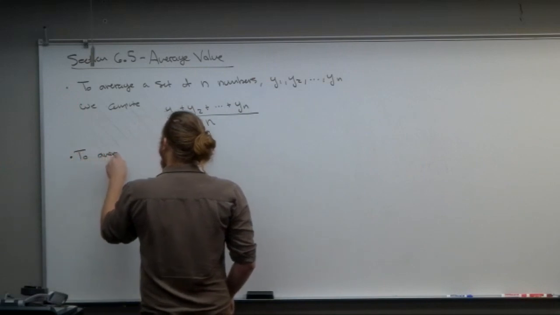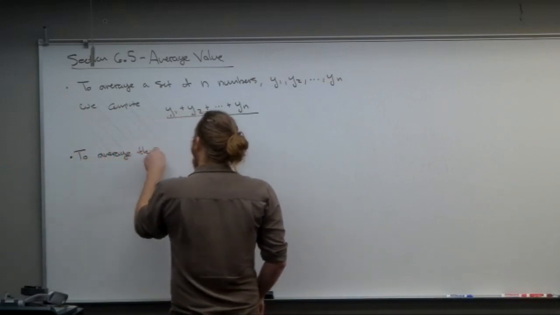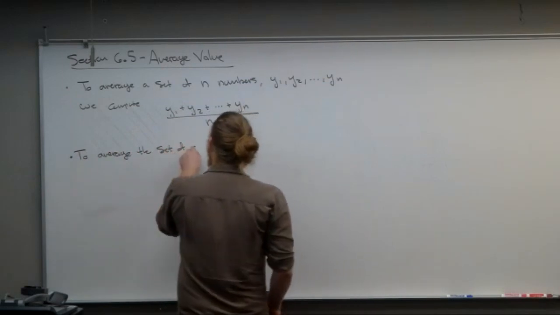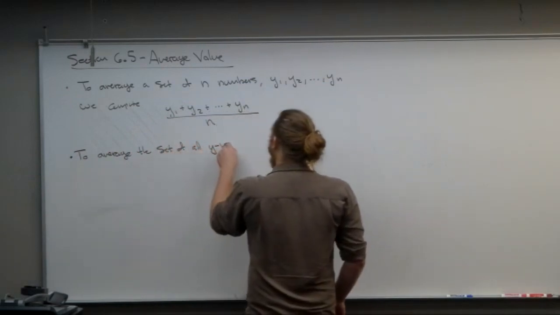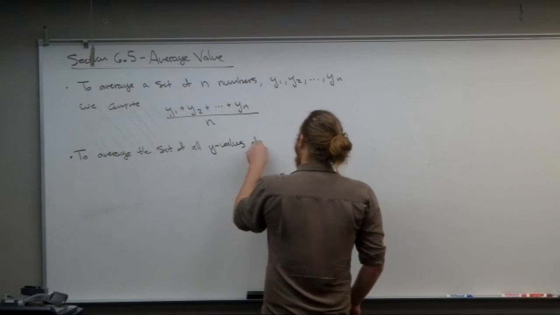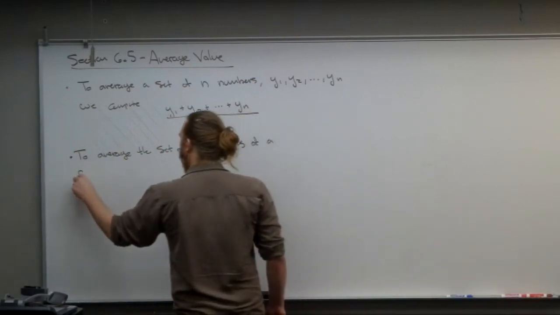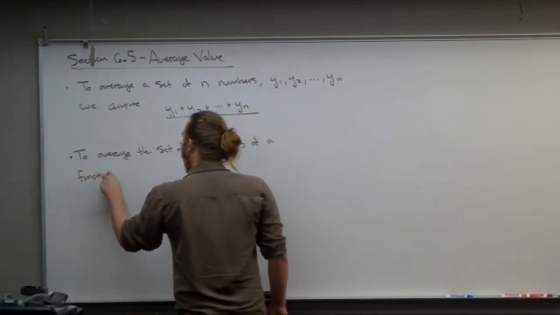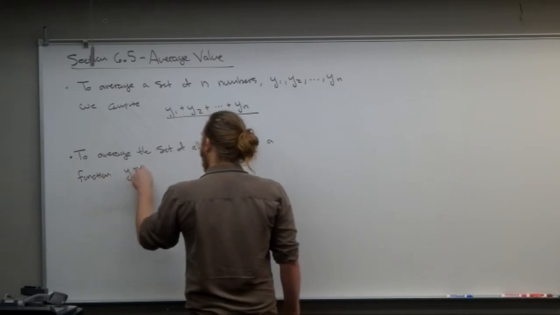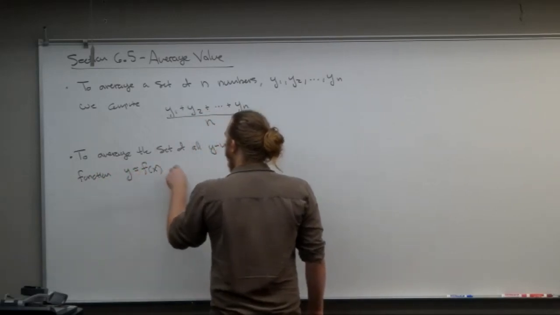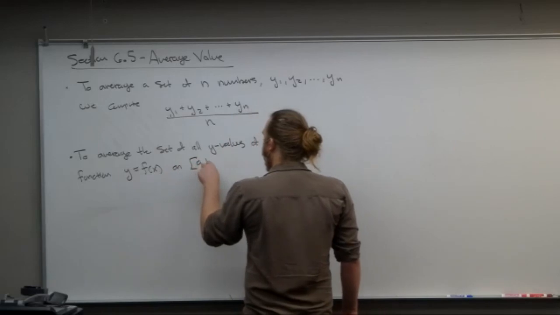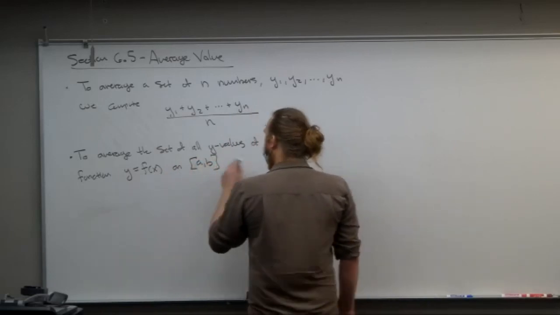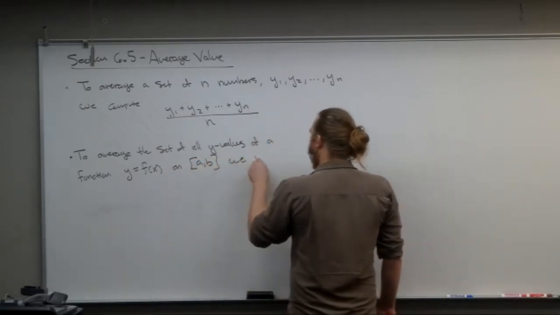To average a set of all y values of a function, y equals f of x on an interval a, b, we need to be clever.